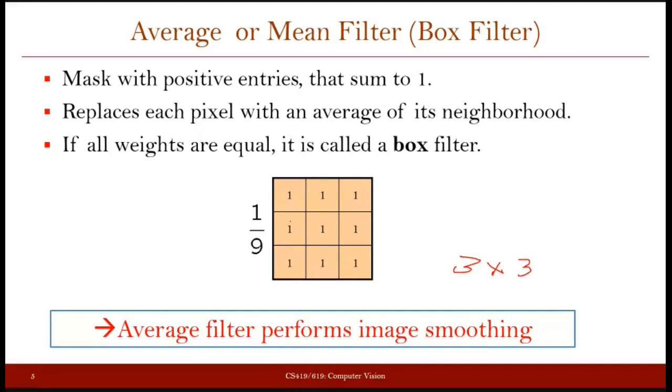In case of average or mean filter, whatever filter you have, all your values will be equal values. Like this is one here, this is one here, this is one here. All the values that you see here are all equal. And if you sum them, you will find that they sum to 1. This is the way you find the filter matrix for average filter. Here, all the entries are positive entries. They all sum to 1.